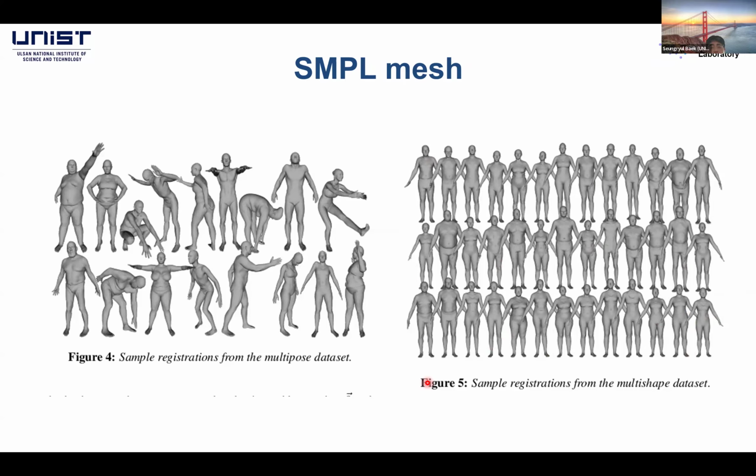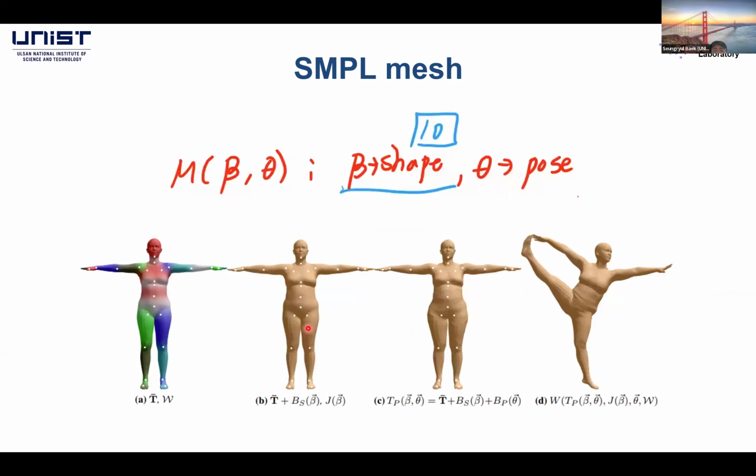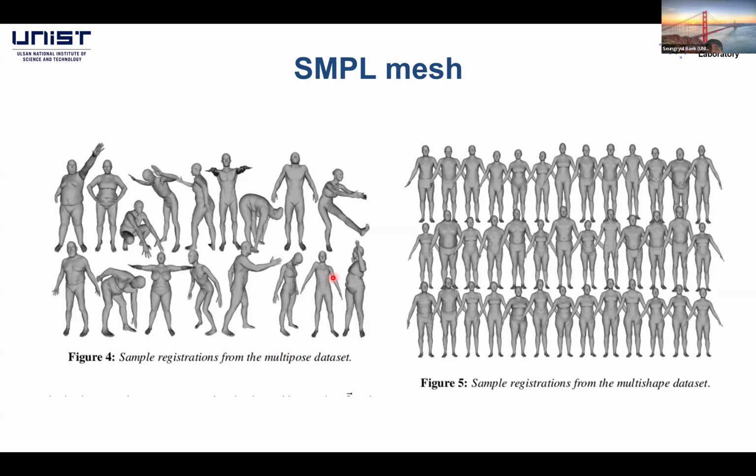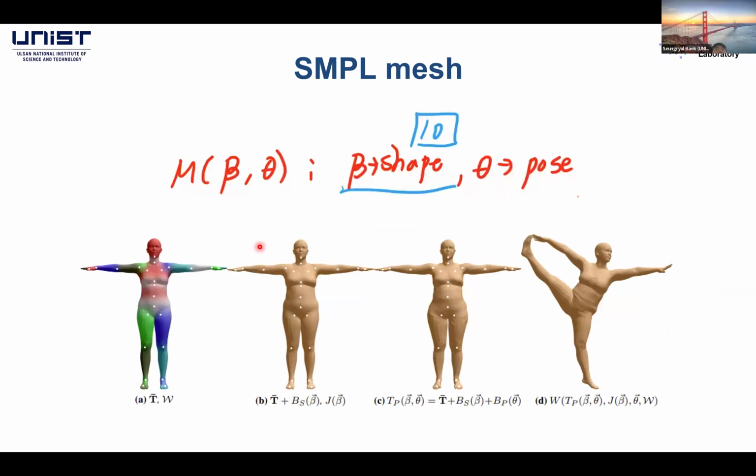And here we have the multi-pose data for the same person. Here the shapes are the same, but their pose is different. So when constructing this type of SMPL mesh, we need training, and using this multi-shape and multi-pose data, we build the SMPL model.